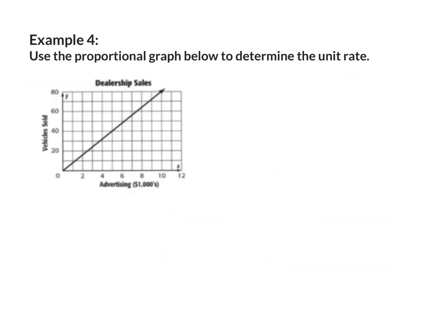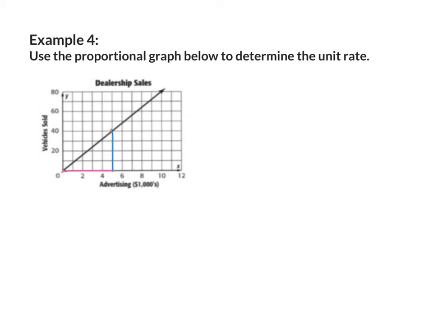Example number 4. Use the proportional graph below to determine the unit rate. Now remember, the unit rate is a slope, so we need to find the slope of the line. So I'm going to pick 2 points. I'm going to pick this point here and this point here. I'm going to go ahead and draw a triangle. Now remember, slope is our rise over our run. It's also our y divided by our x.